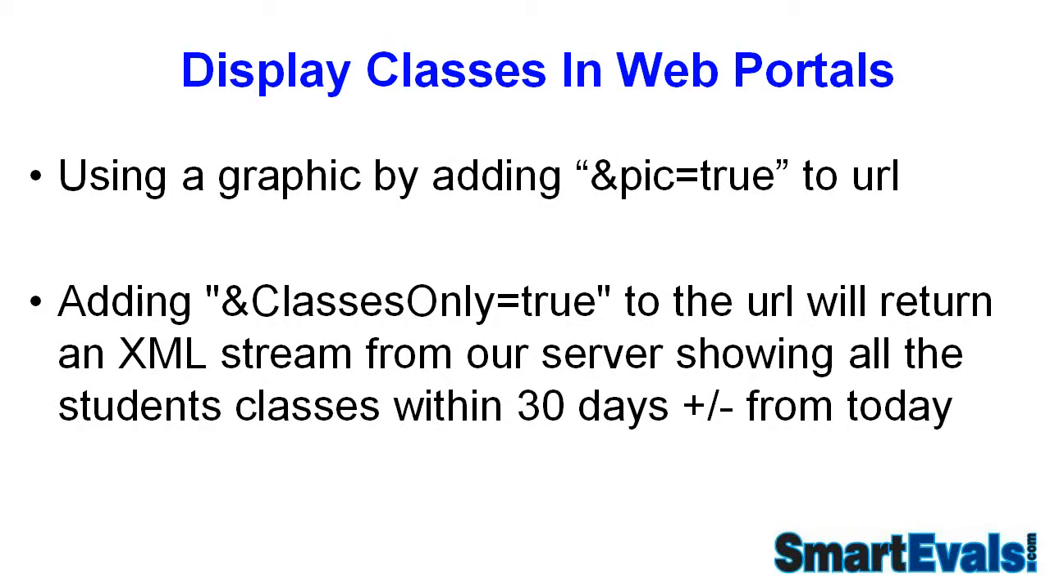Your school can also do some cool things with the query string to maximize response rates. If you would like your web portal to automatically redirect a student to our site, for instance, if and only if they haven't completed their evaluations, just add the "classes only equals true" to the query string. This will give you back an XML string with all the students' classes in the last 30 days and whether or not they've completed them. You can then have your web portal decide to display a message or just automatically redirect the student to our site.